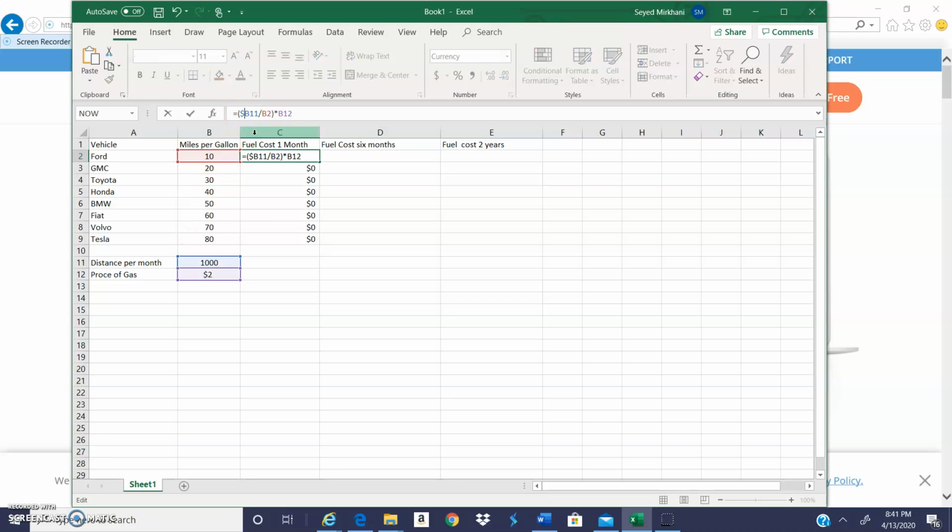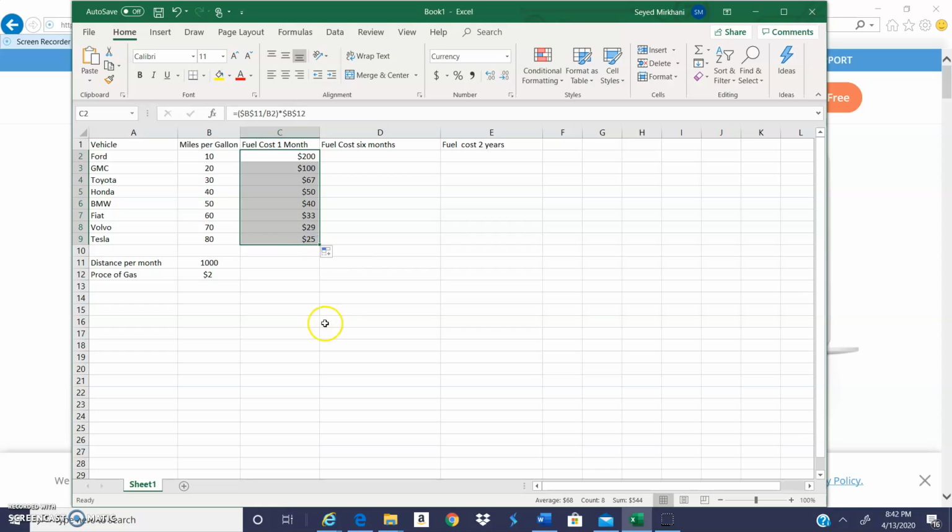I put a dollar sign there and a dollar sign there. That means that's a fixed one. This one is also a fixed one, or absolute. I put a dollar here and I put a dollar here. And then I click enter. That's still 200. Now I copy that all the way through. And as you see, Tesla is going to cost you only $25 a month, which is very economical.